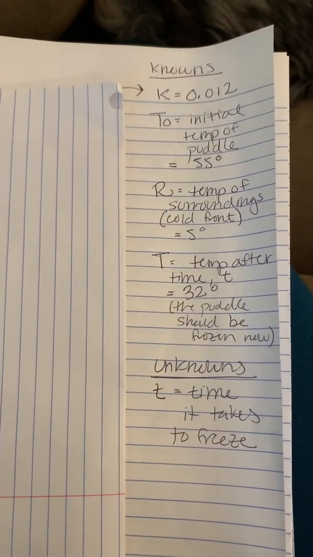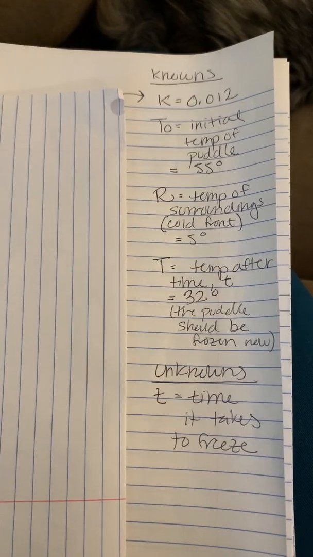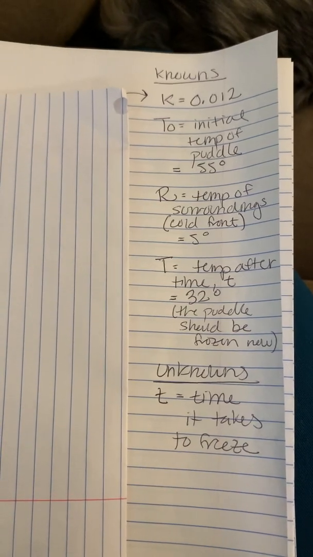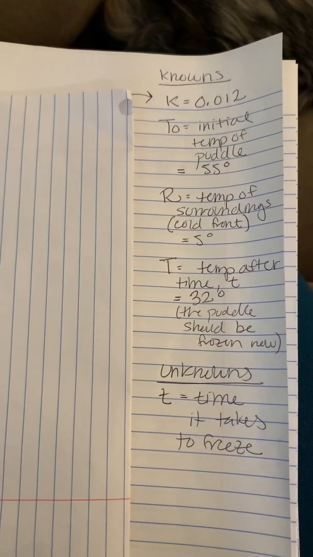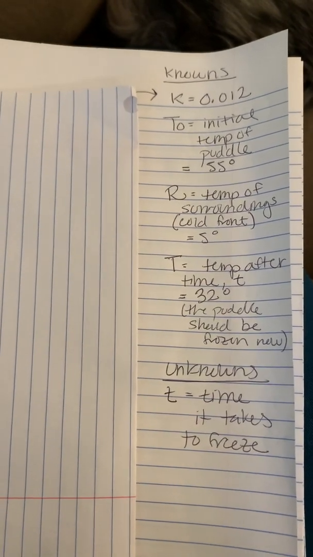So the first thing that we really have to do is get our knowns and unknowns identified in this problem. There's a lot going on, so it's really important that we get these correct, or else we're going to plug in the wrong numbers and that's not going to work for us.